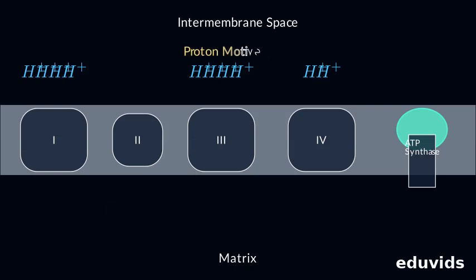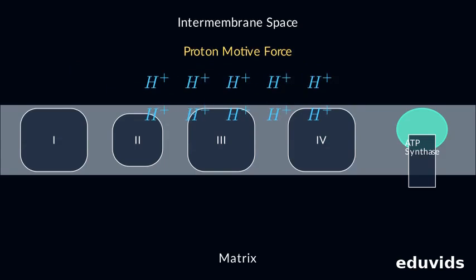The buildup of protons outside and the excess positive charge create a reservoir of potential energy called the proton motive force. Now ATP synthase, a rotating molecular motor, lets protons rush back into the matrix and uses that flow to join ADP and inorganic phosphate into ATP.